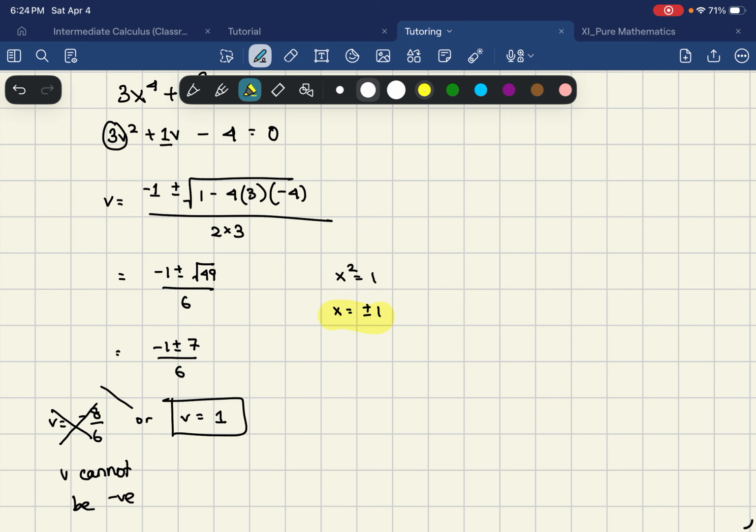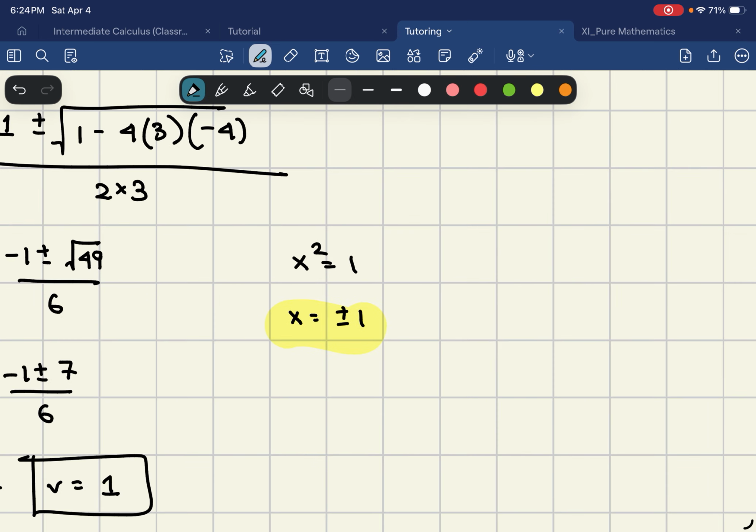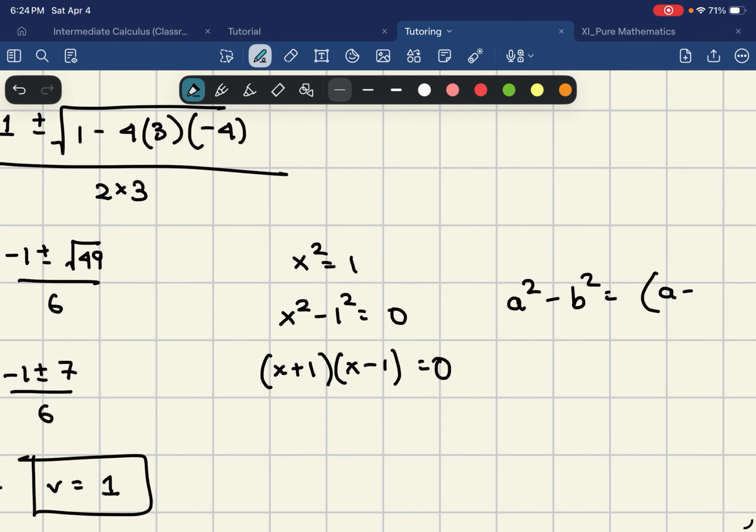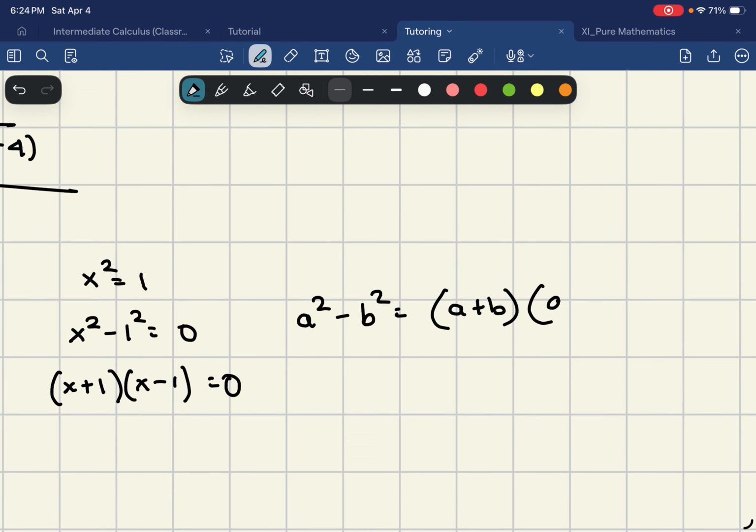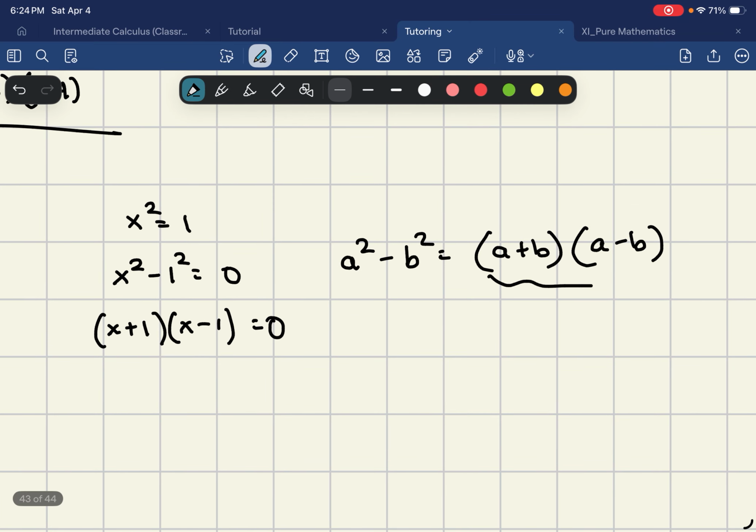It's not like you're just taking the square root. When you do take the square root, you have to take both the positive and negative values, because when you square them, that gives x squared, right? Or another way to think of this is just x squared minus 1 squared is equal to 0. So you can factorize this as (x plus 1)(x minus 1). How? a squared minus b squared is (a plus b)(a minus b). So this is actually what is happening.